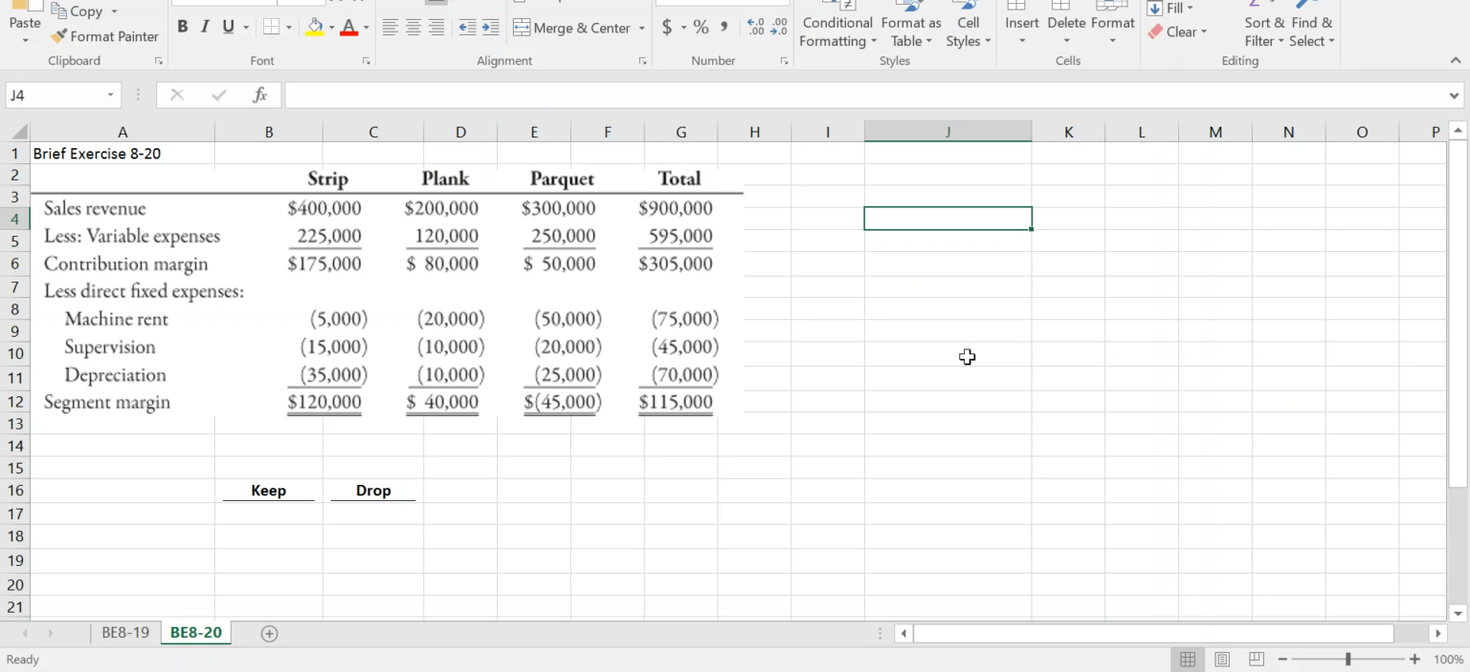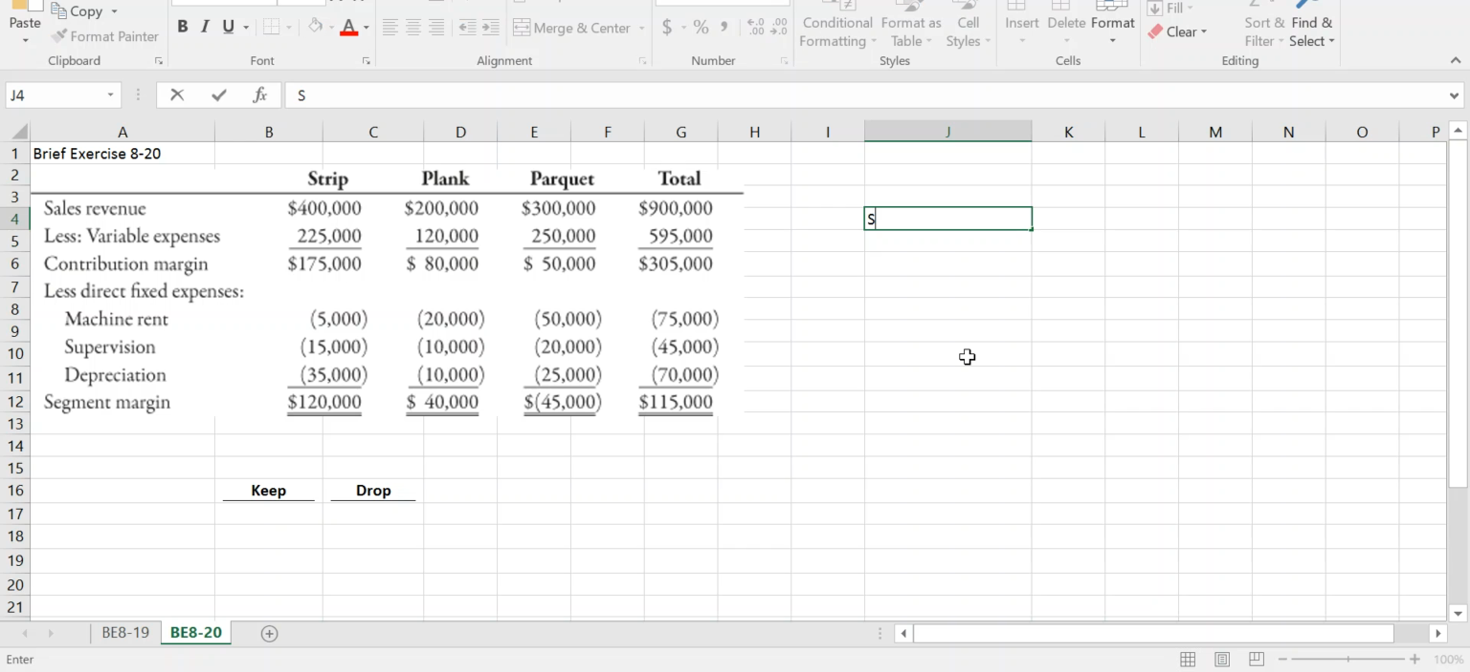They tell us that our strip line would drop by 10% in terms of sales and our plank would drop by 5%. Remember, if our sales go down, so do our variable expenses, because our variable expenses are based on how much revenue is being generated. So if I don't have to create as many products, I don't need as much direct materials, labor, variable overhead, selling expenses, all of those types of things.